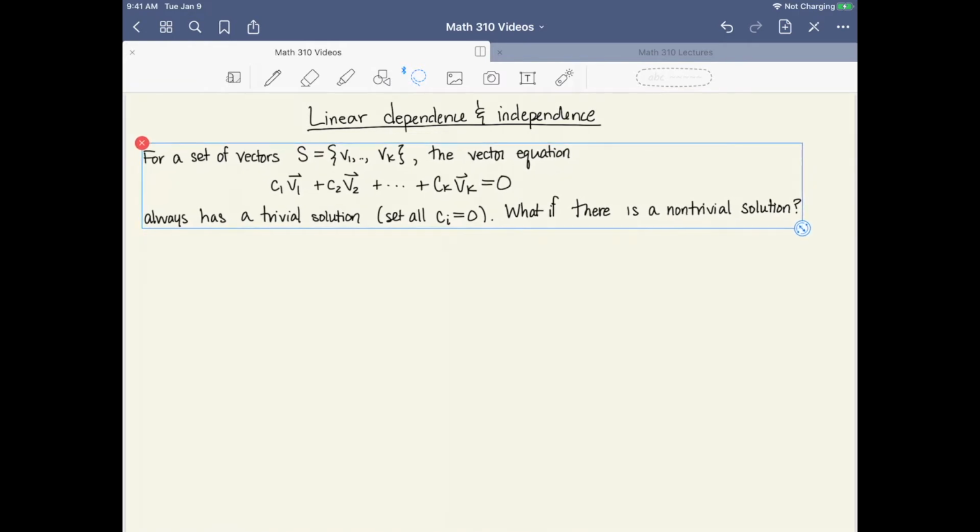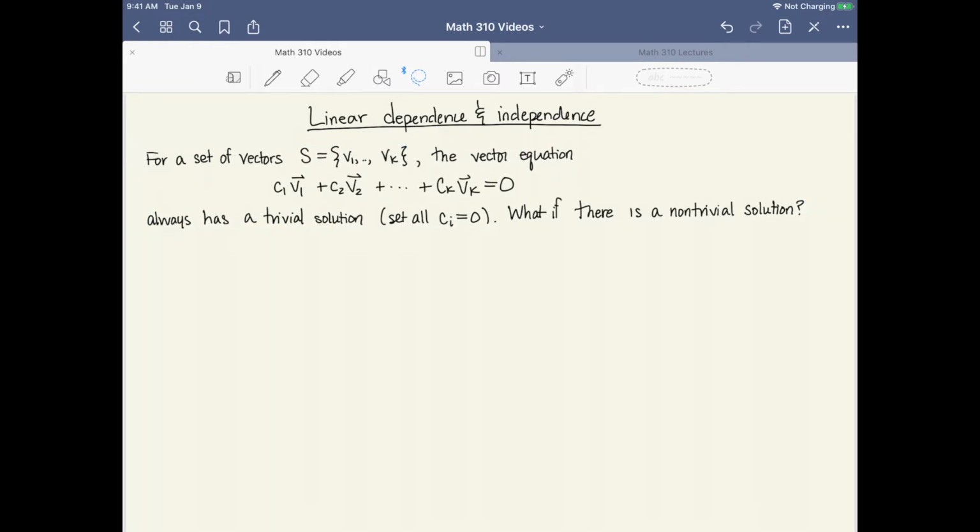Consider a set of vectors, v1 through vk, and the vector equation given by c1 v1 plus c2 v2, so adding them all up in some linear combination, but suppose it's set equal to 0. This is an equation that you may want to solve, and it always has a trivial solution. By trivial solution, I mean if you just take all of the scalars to be equal to 0, then you're going to have 0 plus 0 plus 0 plus 0, these 0 vectors all adding up to give you the 0 vector. So you can always do that.